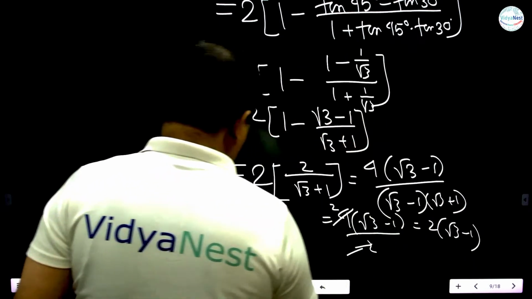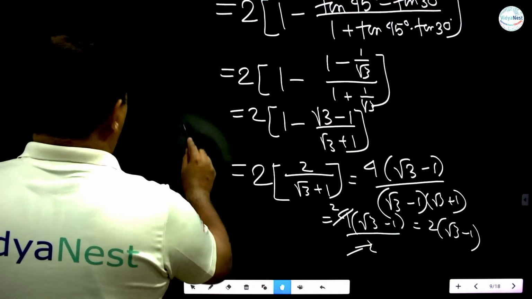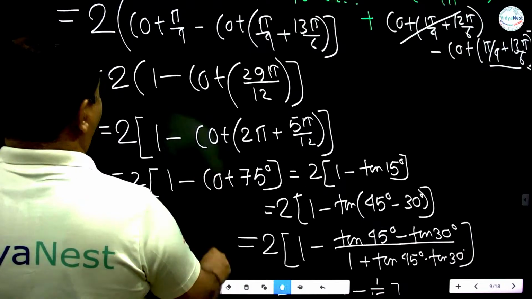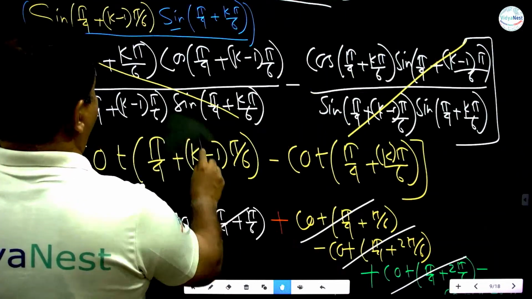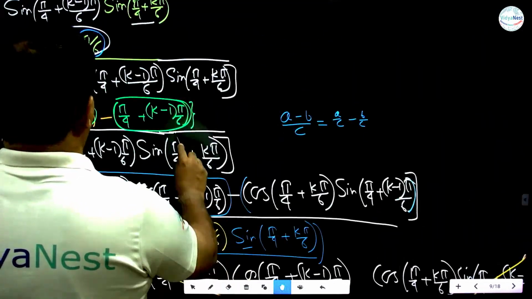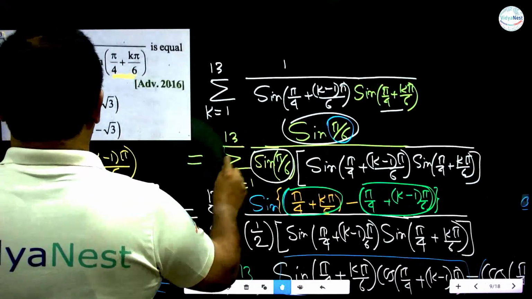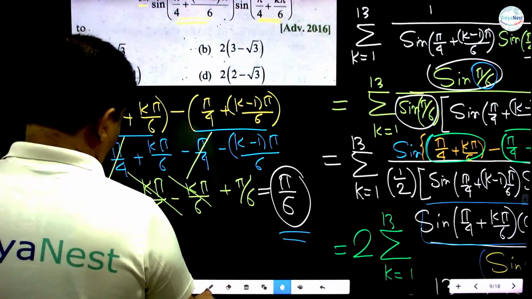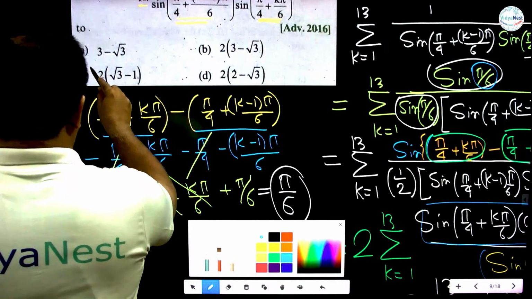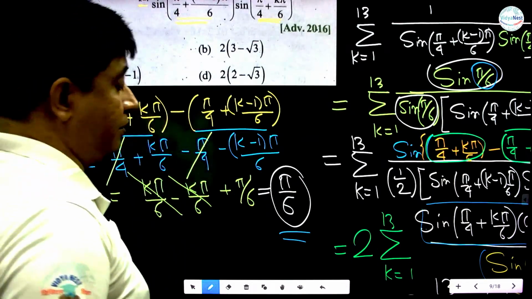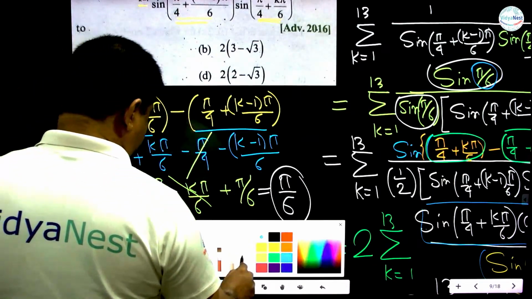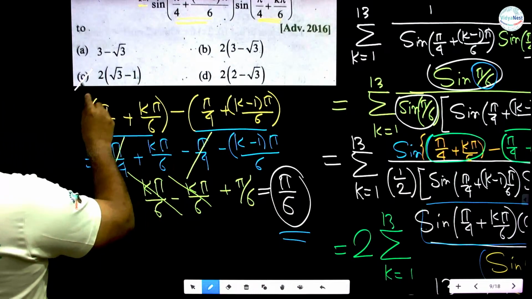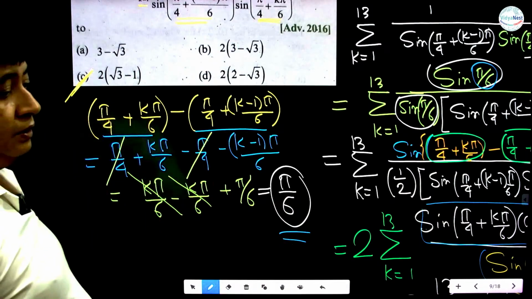Let's see if any option is given of such type or not. See, option C is correct. Okay. Understand?